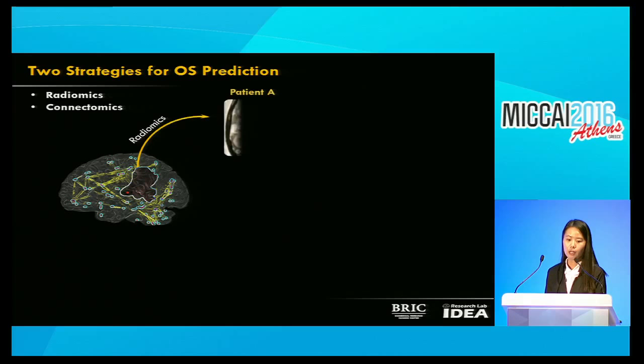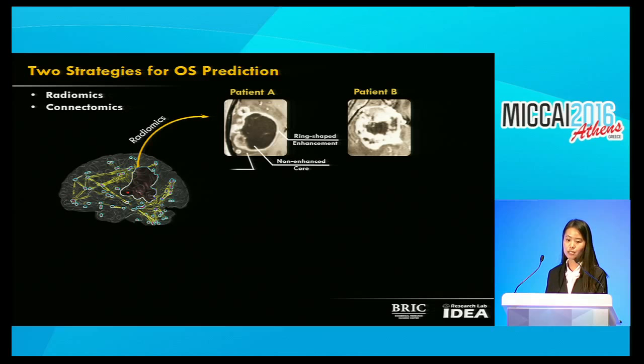From the radiomics point of view, the local features extracted within or around the tumor regions can be used to predict the survival time. These are brain images for two patients. It is clear that there are lesions in these two images. Using this kind of imaging features to predict the survival time is called the radiomics strategy.